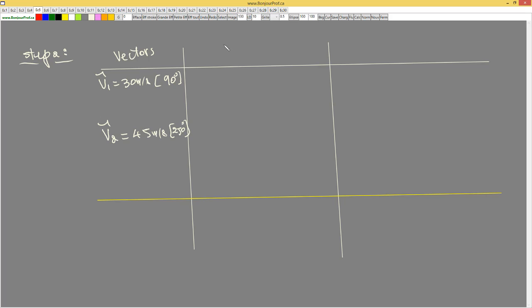So here what you have to write is horizontal component. You can put it X. We call it X because horizontal is always X. Vertical, we're going to put it Y. Y is always vertical. Okay, and look what we do here.